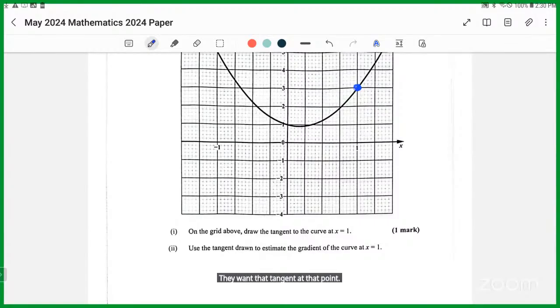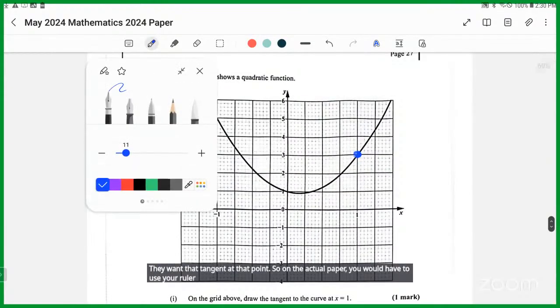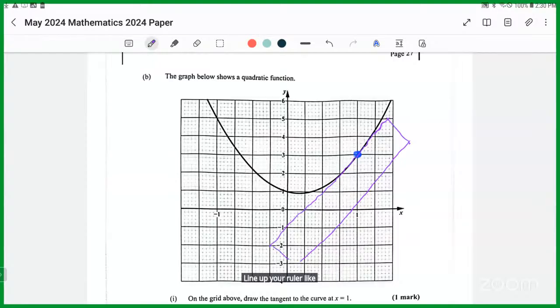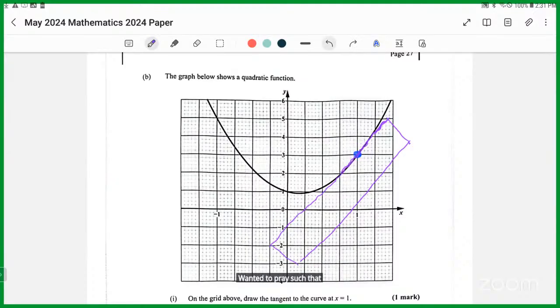So on the actual paper, you would have to use your ruler and line up your ruler against the graph like this. That's how you line up your ruler, right? So that your ruler is just touching the point there. Don't let it cross, such that right at this point, the ruler and the graph coincide. And you line it up like that.